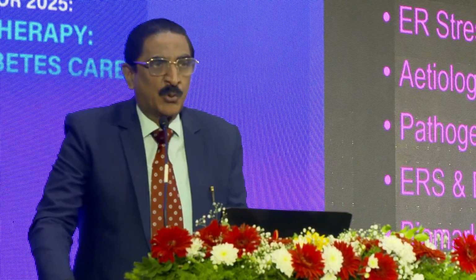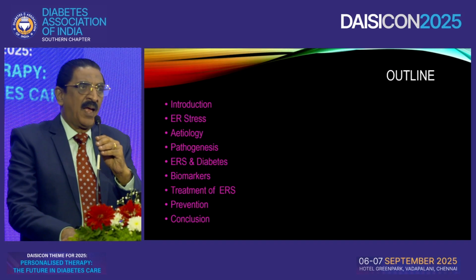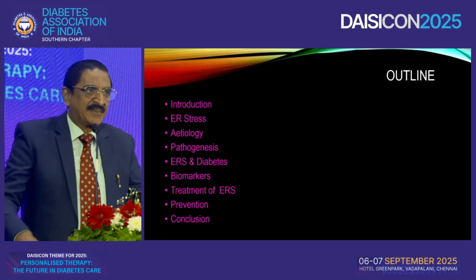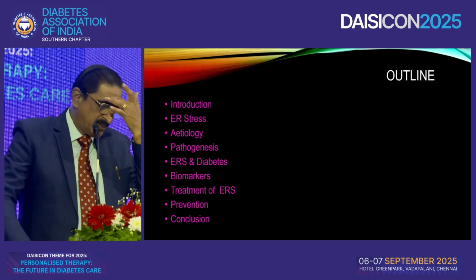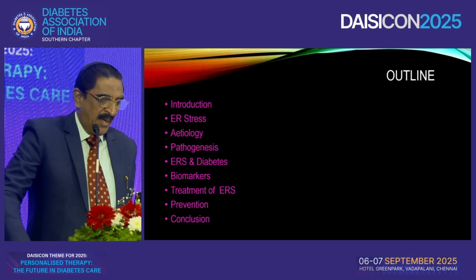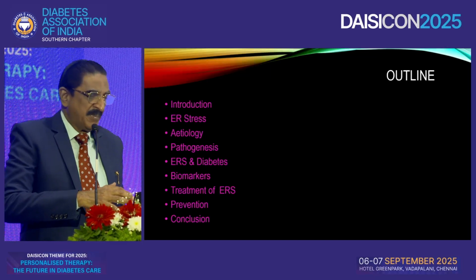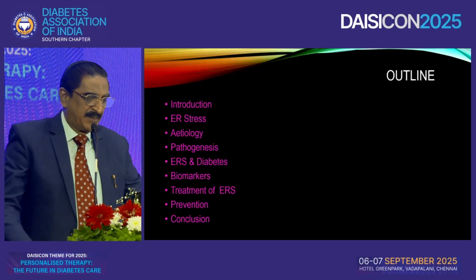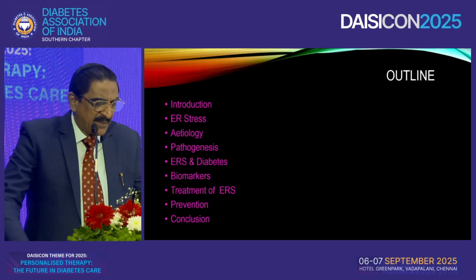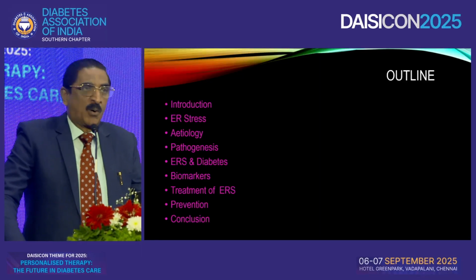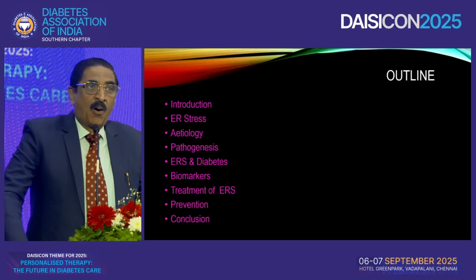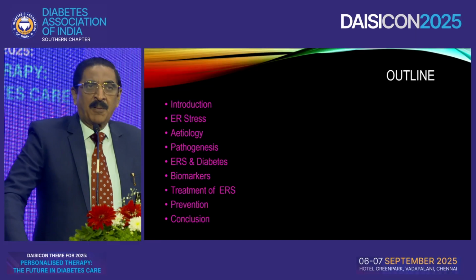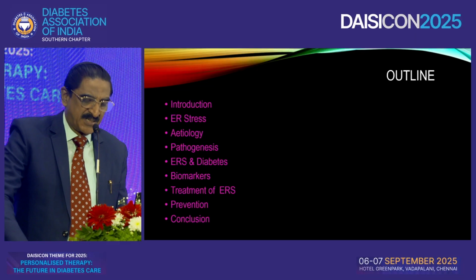I will take you through a little bit of introduction and explain what exactly this ER stress is, what causes it and how it occurs, and also what the relationship is between ER stress and diabetes, and whether we have any biomarkers for it, and what we are going to do with this. Are we able to treat it today, or just watch, or probably even go to the extent of prevention, and end up with a conclusion?